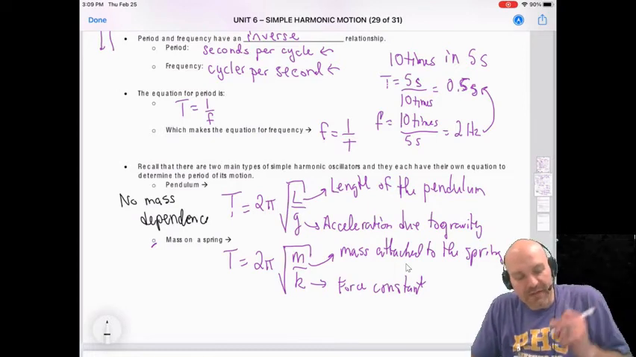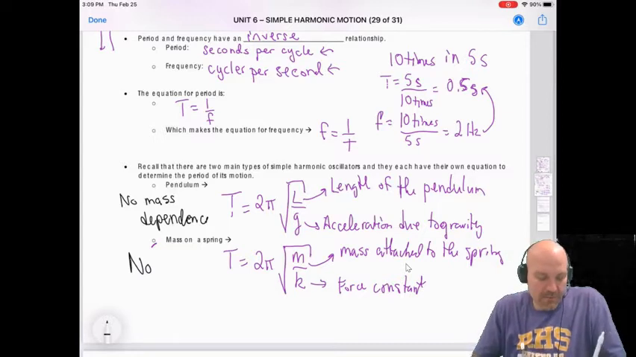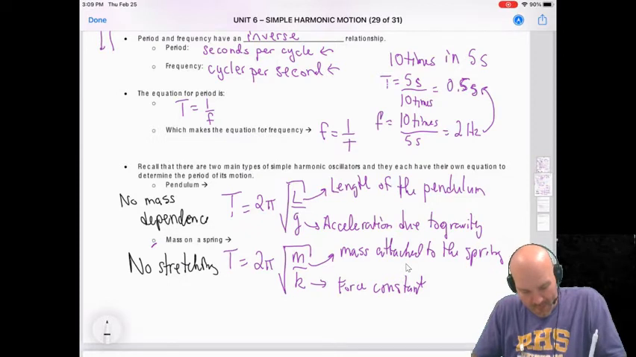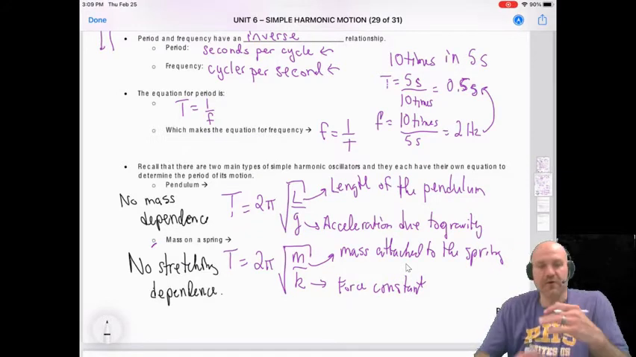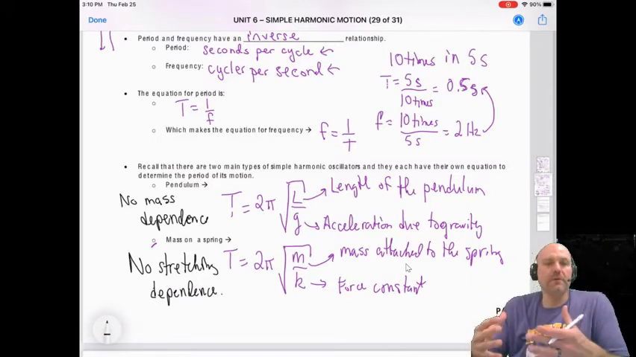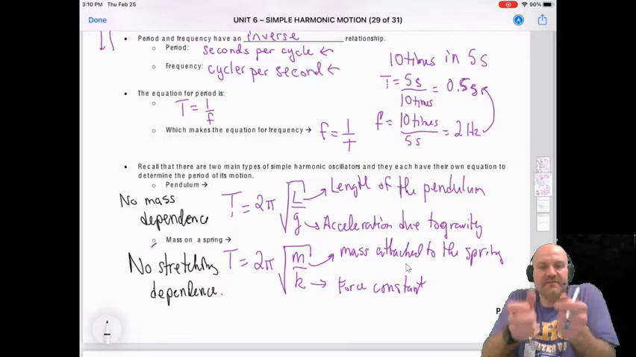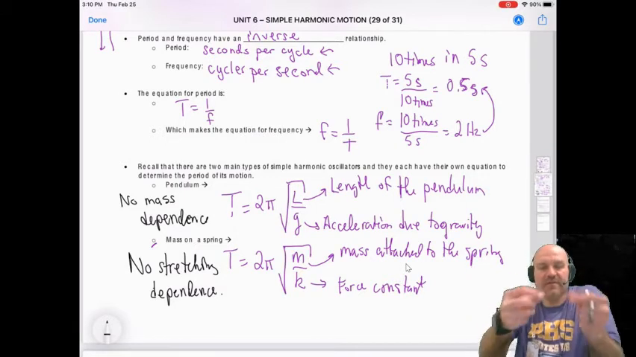And then for the spring, there's no stretching or compressing dependence, or elongation. So if a question talks about what happens if I double the amplitude, there's no effect on the period. It's the spring and the mass. That's the only thing that matters.